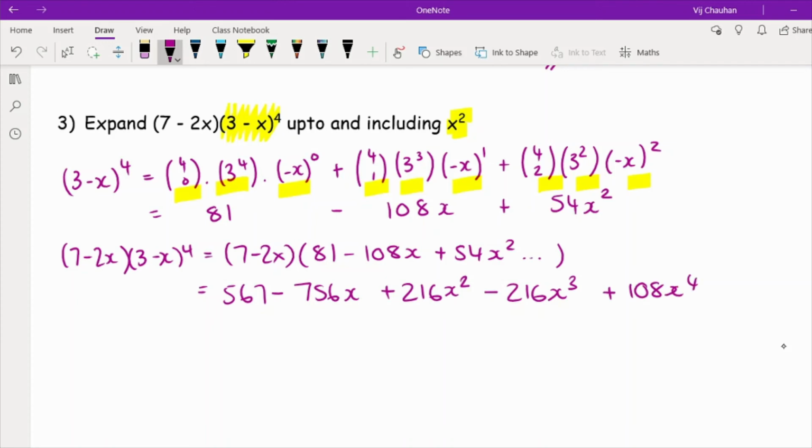As I said, the original question only asked me to go up to x squared, so I don't need these last two terms. My final answer is going to be 567 minus 756x plus 216x squared. Again, if I included those two terms, I would lose marks in terms of presentation of my final answer.